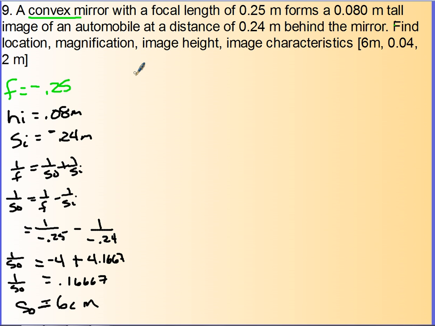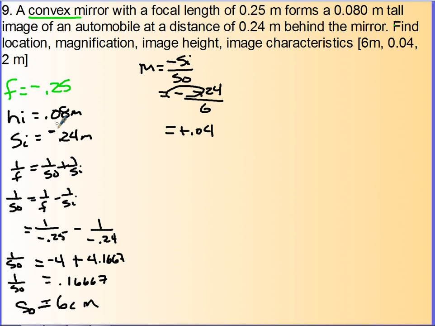All right, so the magnification is minus SI over SO. So it's minus a negative 0.24 divided by 6. So that's positive. Now, 0.24 divided by 6 gives me a magnification of positive 0.04.